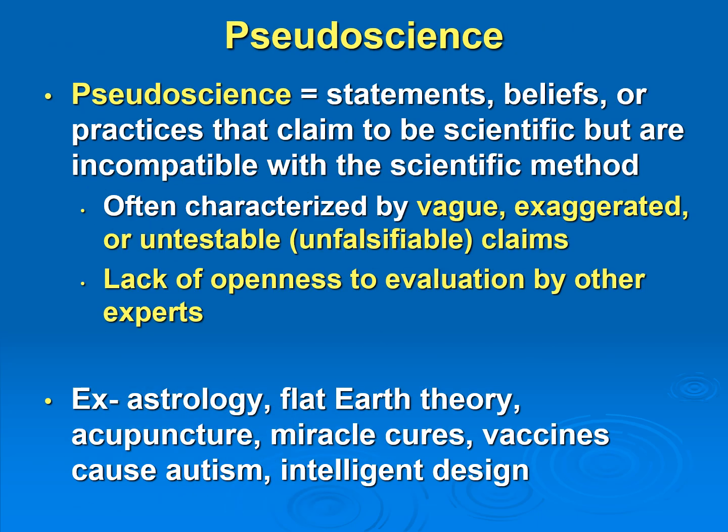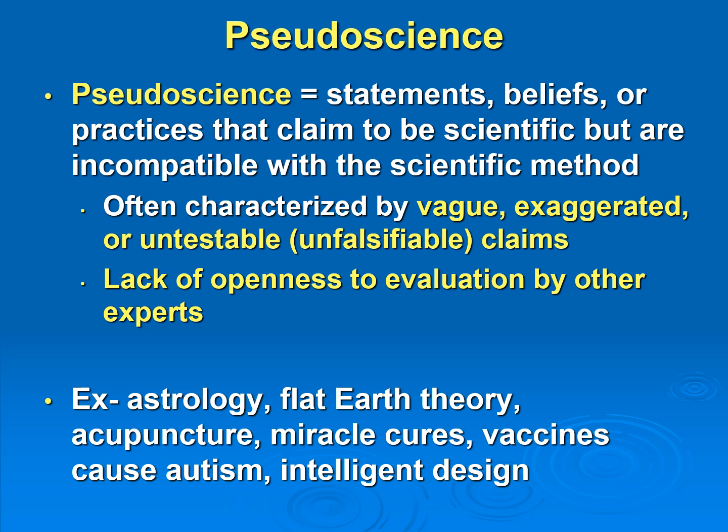Okay, then we come to pseudoscience. Pseudo means false, so this literally means false science. Pseudoscience is just statements, beliefs, or practices that claim to be scientific but are incompatible with the scientific method. They don't stand up to scientific scrutiny; if you went through the scientific method, they just would not be supported. Pseudoscience is often characterized by vague claims.